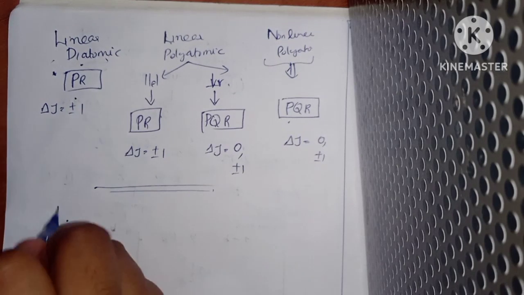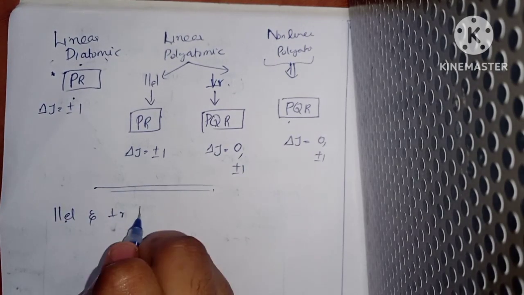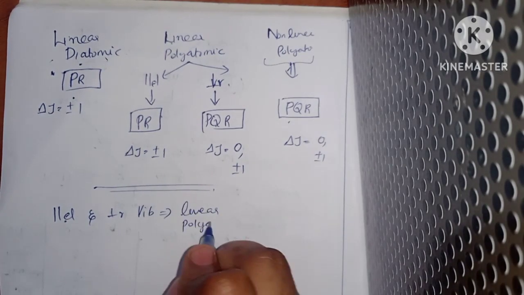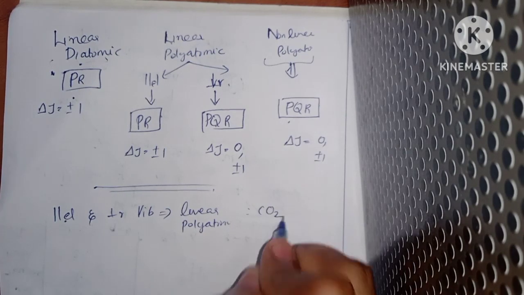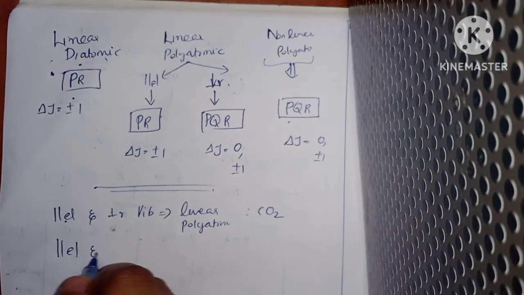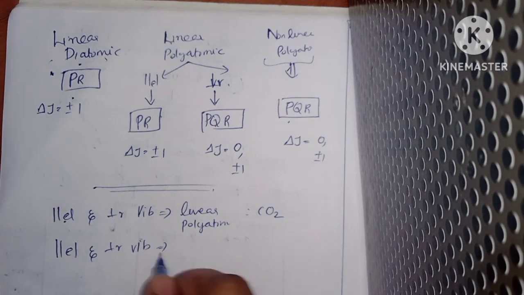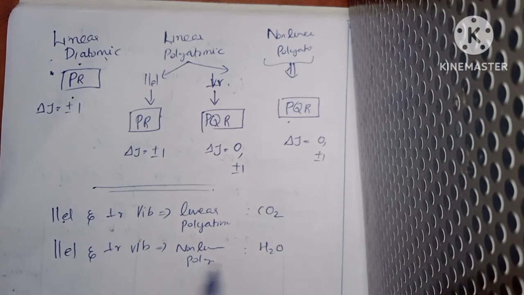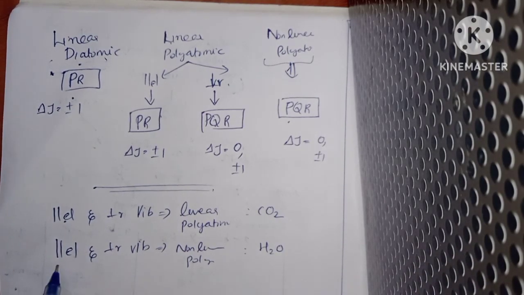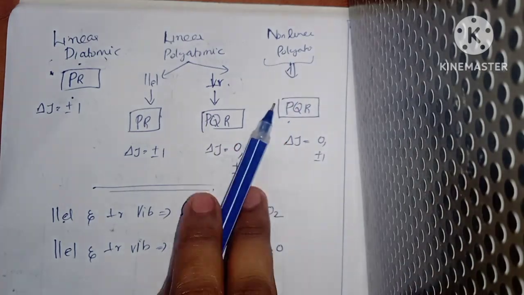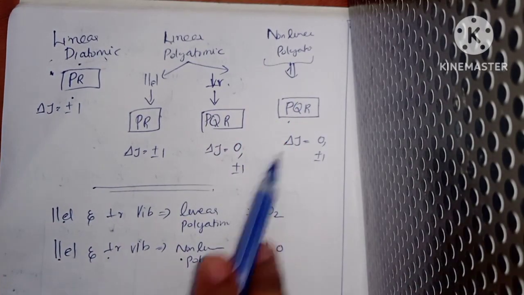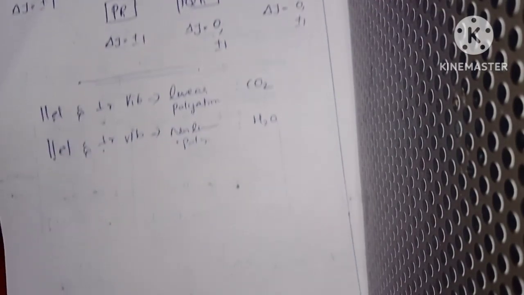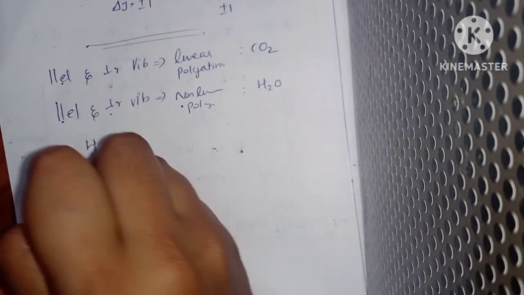We checked the parallel and perpendicular vibration for a linear polyatomic molecule like CO2. Now we can also check the parallel and perpendicular vibration for a non-linear polyatomic molecule like H2O. What's different is that for a non-linear polyatomic, whether the vibration is parallel or perpendicular, it will always give PQR branch in the rotational vibrational transition. So now we are coming to the case of H2O.